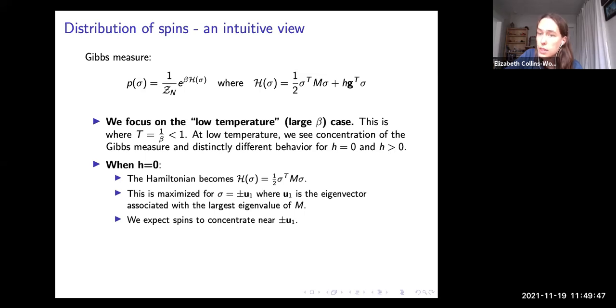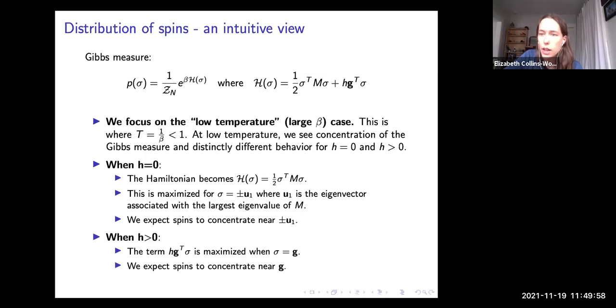And so if the spin is close to plus or minus u1, that's where we expect the spins to concentrate. That's where we see the highest value for the Hamiltonian. In contrast, if we look at the case of h greater than 0, now we have an external field, and we have that second term which is going to be maximized when the spin aligns with the vector G, the external field. And so in that case, we'll expect the spins to concentrate near the external field.